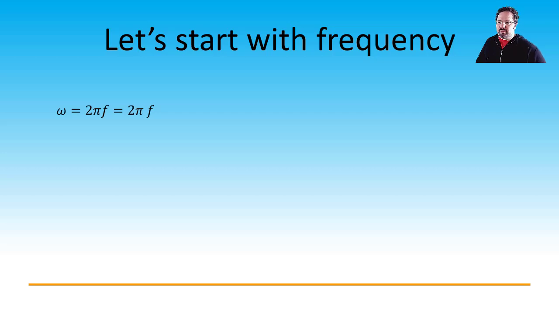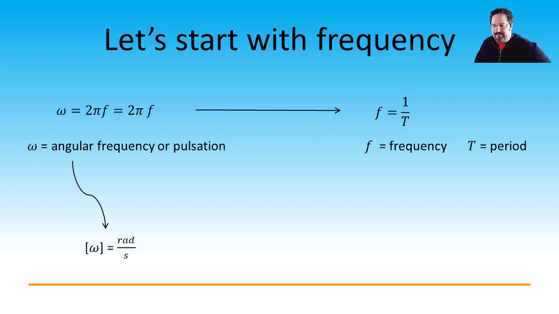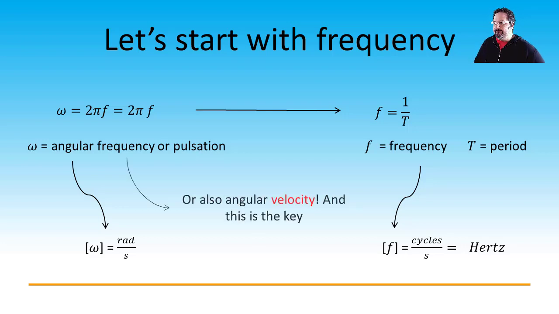So omega is equal to 2 pi f, where f is equal to 1 over T. Omega is the angular frequency or pulsation, f is frequency, T is the period. Omega has as unit of measure radians over second, and f has cycles over a second, that is hertz. Also, the angular frequency is also called angular velocity, and this is the key of the reasoning of what I'm about to say.